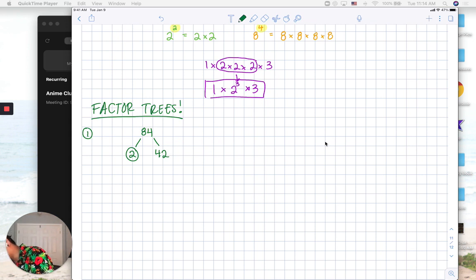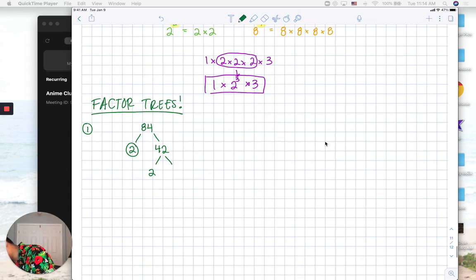So I'm going to draw 2 more branches underneath 42. Now again, I ask myself, what's the smallest number that goes into 42 that is not 1? Automatically, 42 is an even number, so you should say, hey, 2 is the smallest number that goes in. So I'm going to write 2 on the left side, and I'm going to circle it because it is prime. Now your job is to tell me, well, 2 times what equals 42? 2 times 21. So 21 is what I'm going to write on the right side, underneath the right branch.